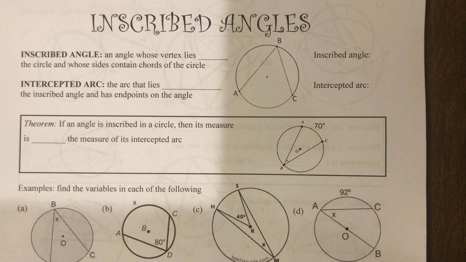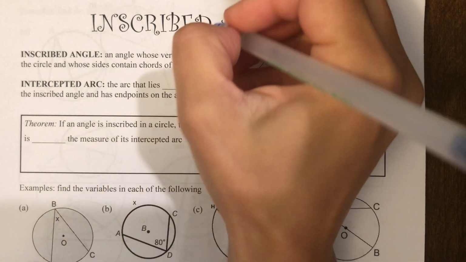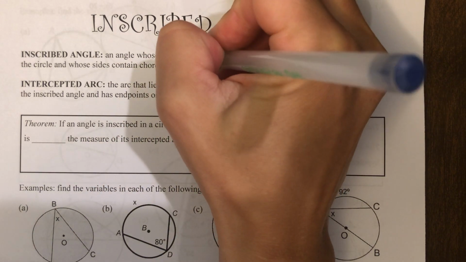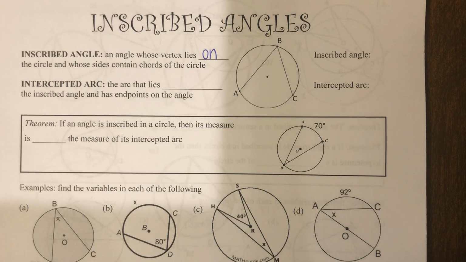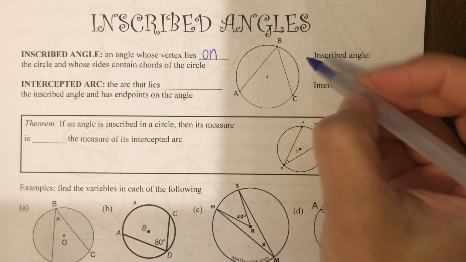Okay, so now we're moving on to what are called inscribed angles. An inscribed angle is an angle whose vertex lies on the circle and whose sides contain chords of the circle. When we say on, we mean along the edge. Inside does not count, okay?